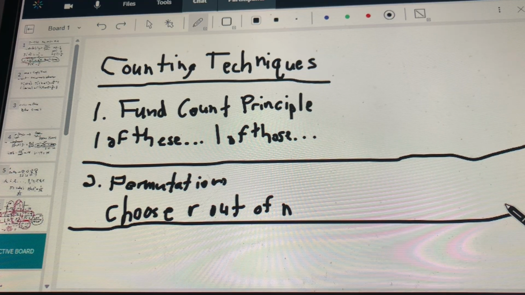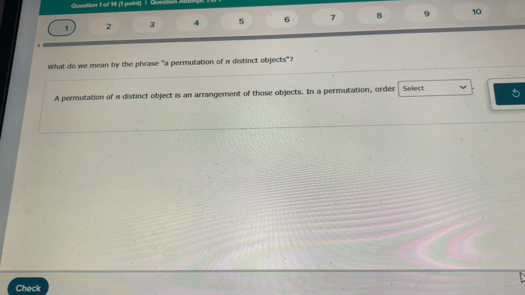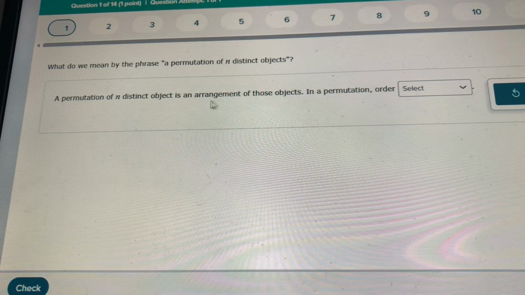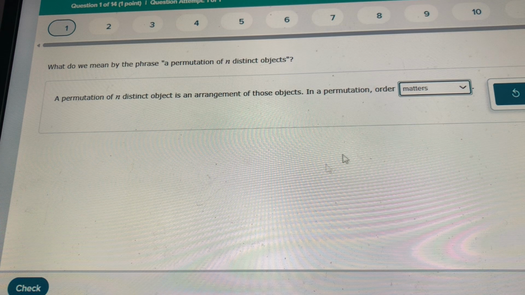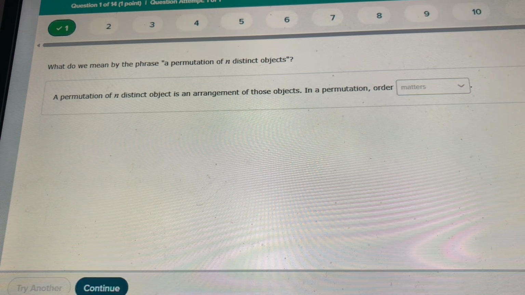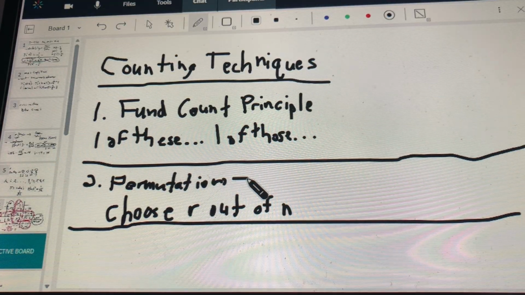And you need to know that difference, because when you're choosing 2 out of 5, you don't do 2 times 5. That's actually the worst thing you can do at that point. So these problems are not always the easy ones. Sometimes they are, but not always. So a permutation of n distinct objects is an arrangement of those objects, and in a permutation, order matters. That's the big thing here. In a permutation, order matters.